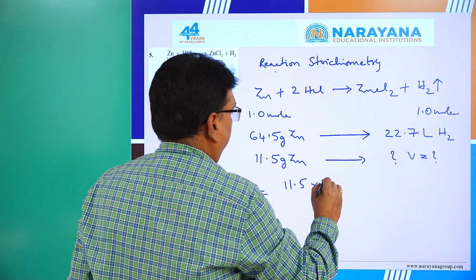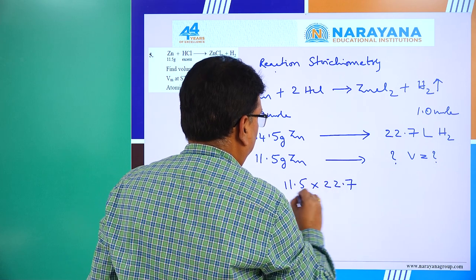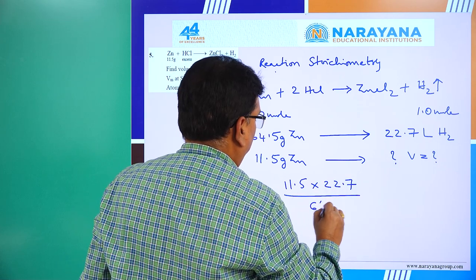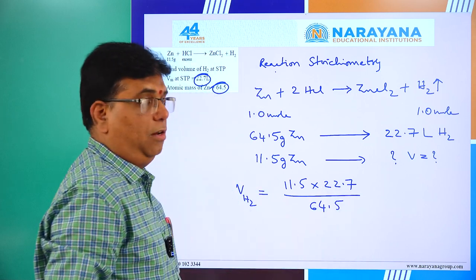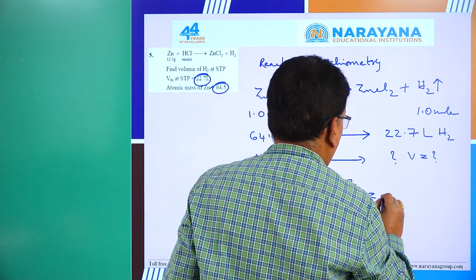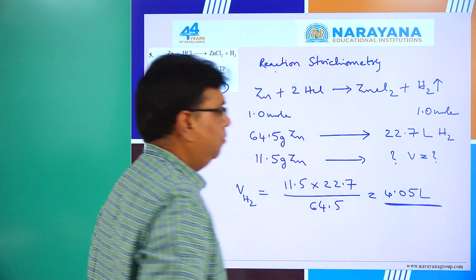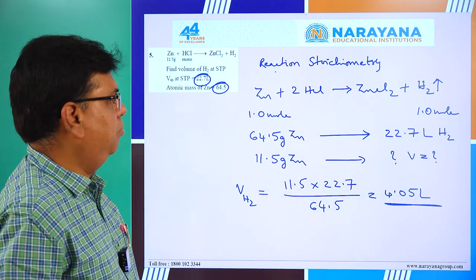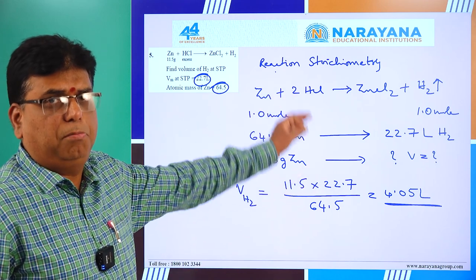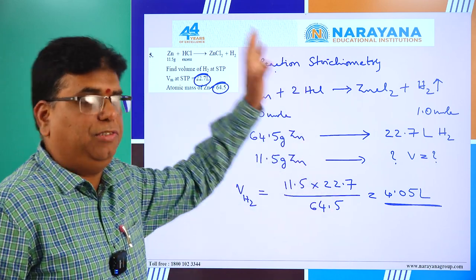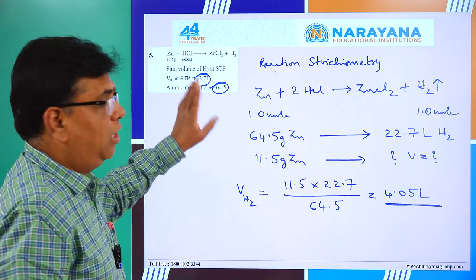So that volume of hydrogen will be equal to what? 11.5 into 22.7 divided by 64.5. Upon solving this, you will get around 4.05 liters. So simple, straight question, simple stoichiometric calculations, reaction based, all values are given.